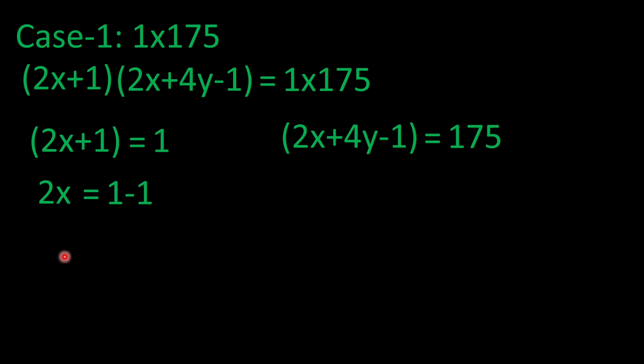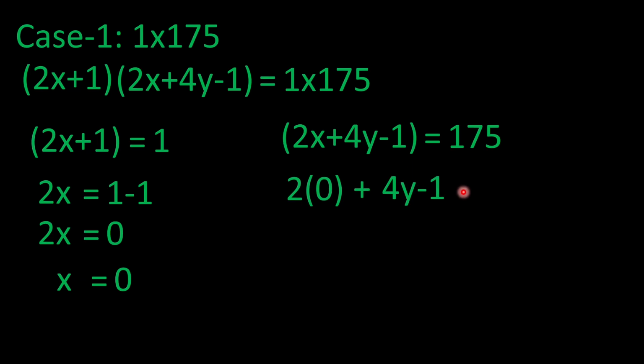And now in the next step, this 2x will become 0, and it means that x equals 0. And now we will put x equal to 0 over here. So this will become 2 times 0 plus 4y minus 1, which is equal to 175. And this equation will become 4y.